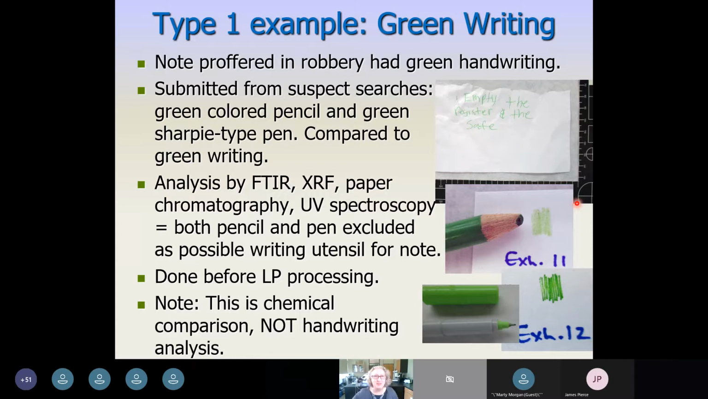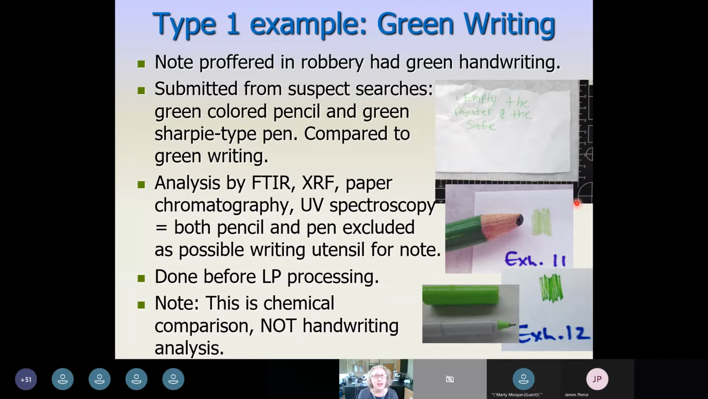All right, good morning, everybody. So I just want to share two trace miscellaneous comparison cases that we worked in the last few years. This first example, as you can see, involved a piece of paper that had been torn, and there was some writing on it in handwriting with a green utensil. This was happening in a robbery, as you can see.